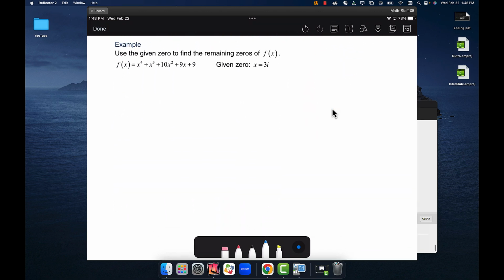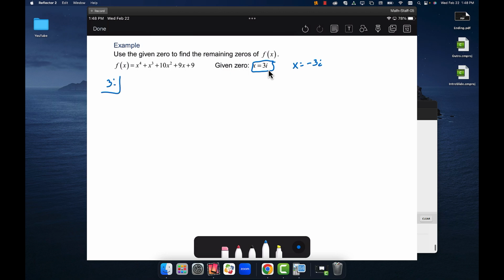Next, we want to use the given zero to find the remaining zeros of f. So this time they tell us that 3i is one of the zeros. Keep in mind, complex zeros occur in pairs. That means if 3i is there, negative 3i must also be there. So we can use synthetic division using complex numbers. Same process, just a little more tedious because these numbers are complex. So 3i is a zero.